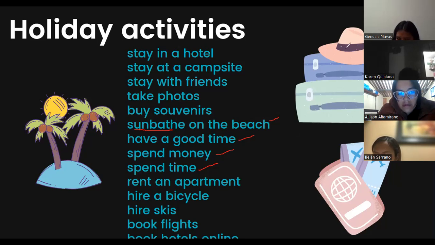Now, then we have rent an apartment and hire a bicycle. Okay, so ¿qué será hire a bicycle o hire skis? ¿Qué creen que significa?